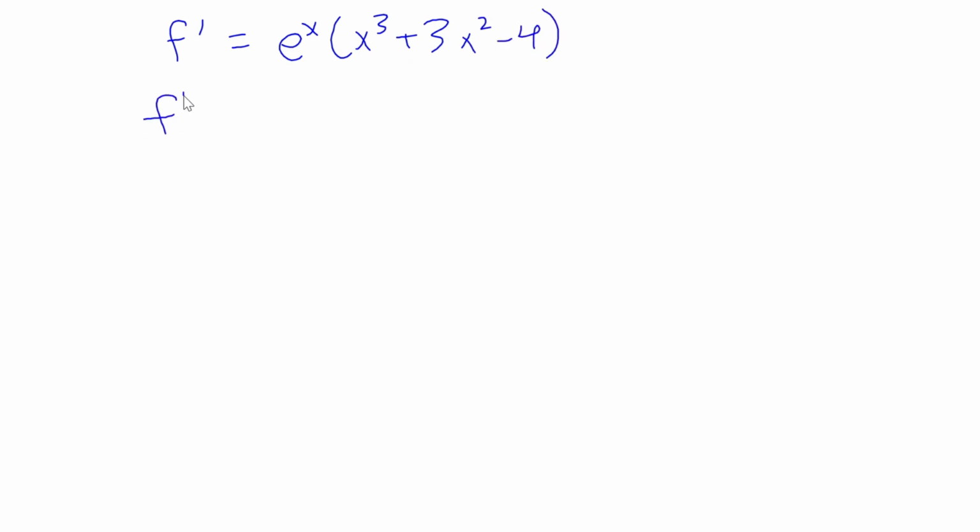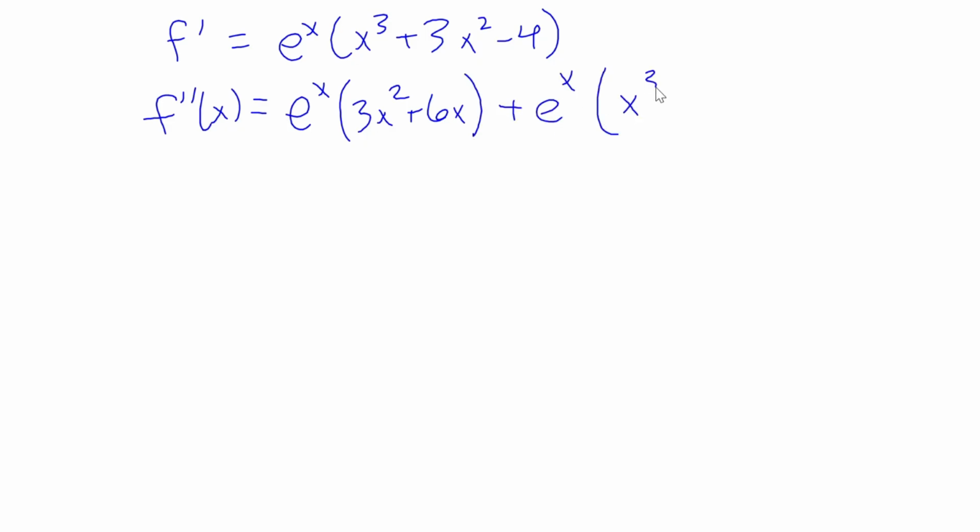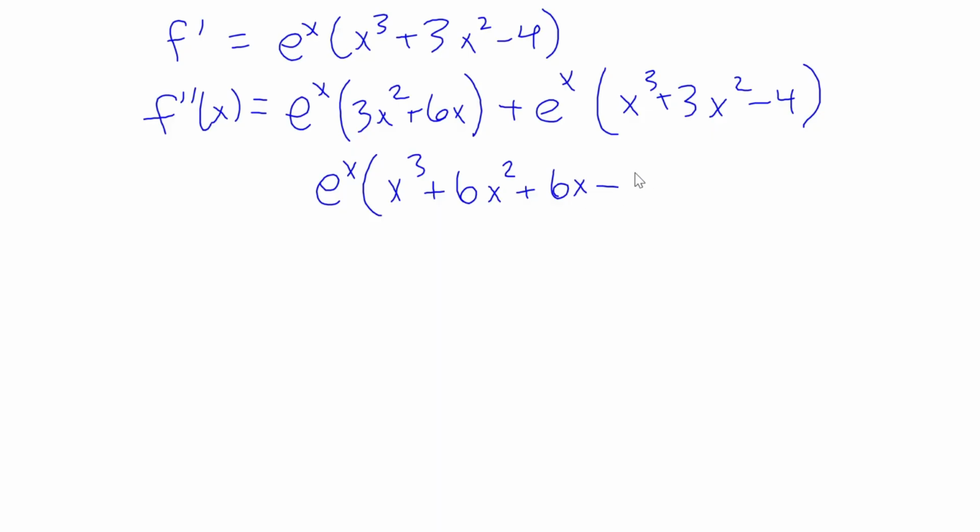So we'll use the product rule again to find our second derivative. e to the x times the derivative of that polynomial, 3x squared plus 6x, plus e to the x times that polynomial, right? Because the derivative of e to the x is e to the x. When we factor out the e to the x this time, we get e to the x times x cubed plus 6x squared plus 6x minus 4. And we need to figure out a way to factor this.